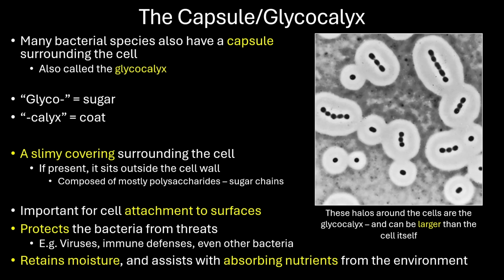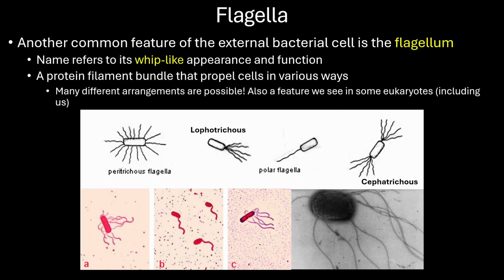It also lets the bacteria retain moisture, because even when the environment dries out, the glycocalyx can still retain some moisture for at least a little bit. And it also helps with absorbing nutrients from the environment. So, this is a structure that can be very helpful. That said, not all bacteria actually have a glycocalyx. So it is variable. We can also find flagella on cells.